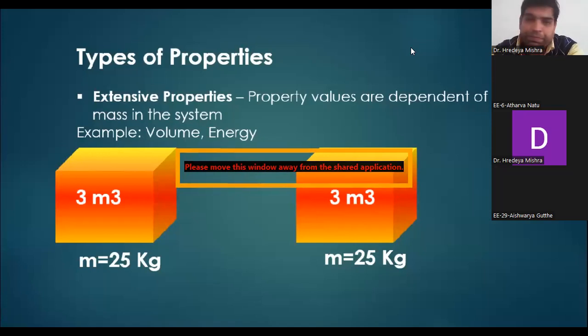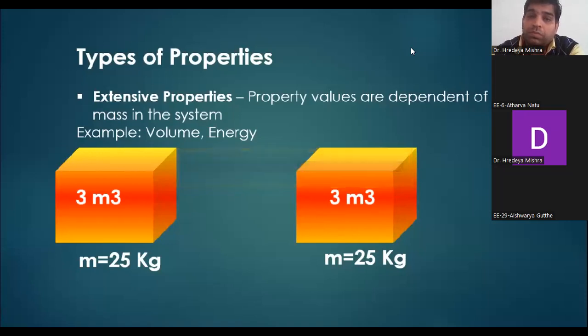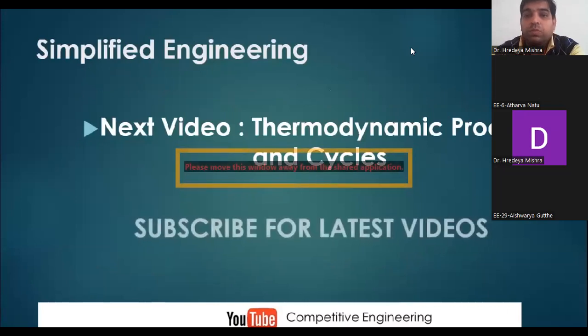So in this lecture we covered the concept of properties, what is meant by a property and what is the state of a system. And again we classified the properties into two: intensive properties and extensive properties. So this is the end of this lecture. In the next lecture we will be explaining the thermodynamic process and cycles.